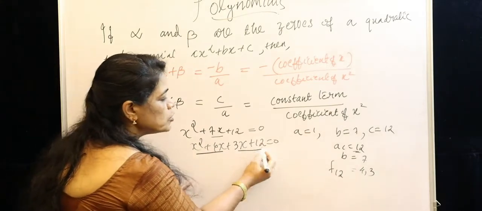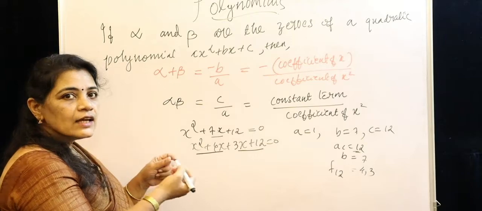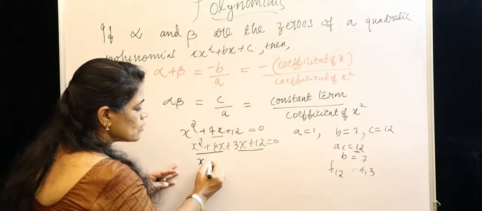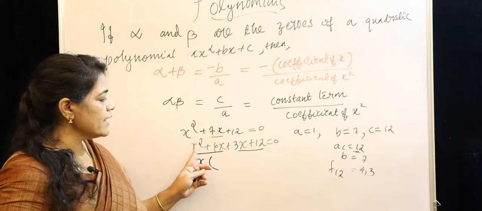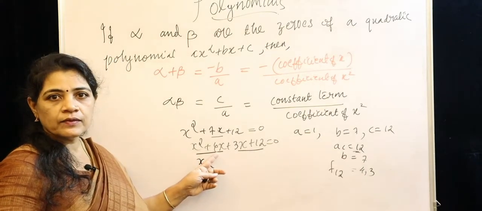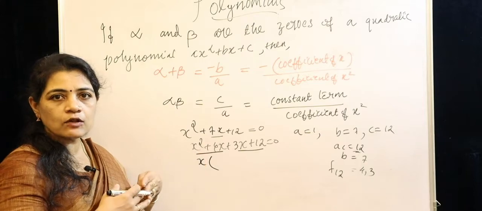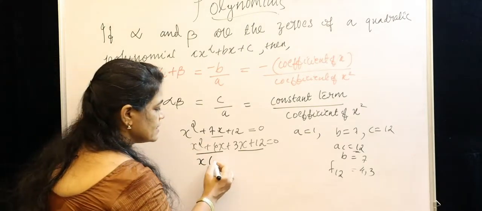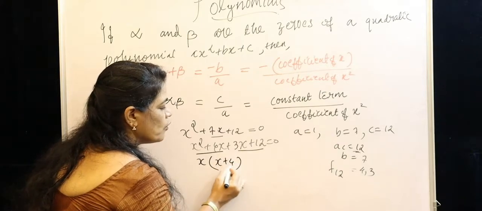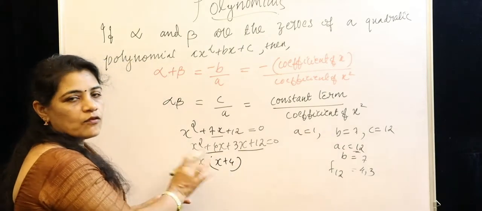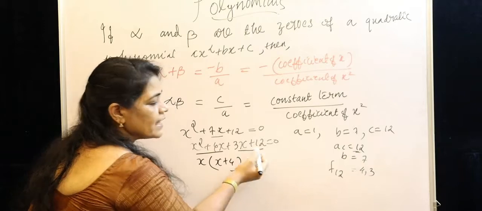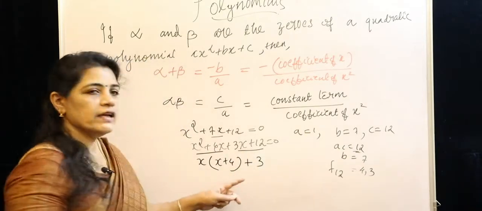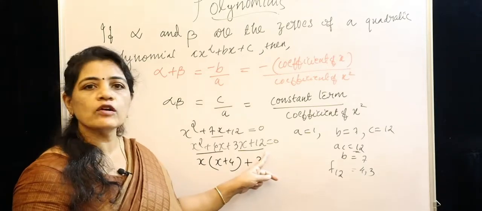We will make 2 groups. We can take the common factor from each group; from the first we can take x as common. Why? Because x square and 4x both have x. Dividing x square by x, you get x, and 4x divided by x is 4. And from the second group, 3x plus 12, 3 can be taken outside. We can't take the variable because 12 is a constant term.